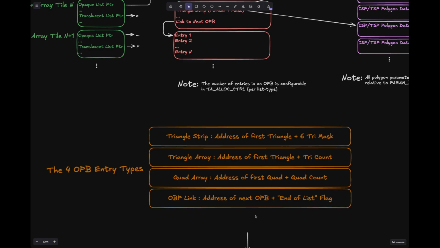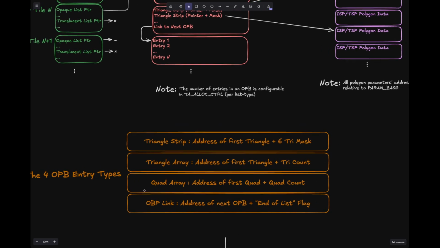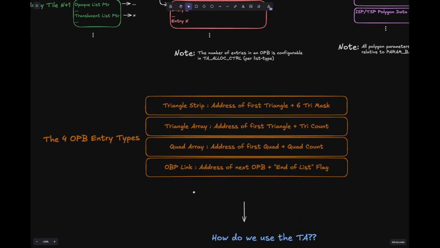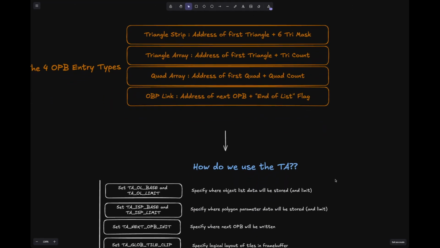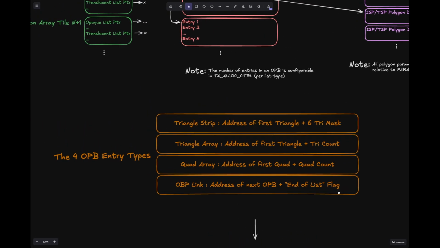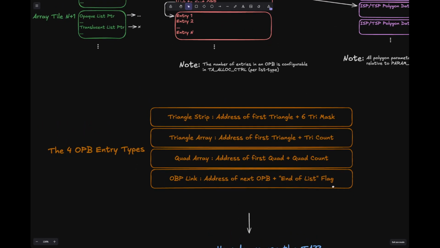There's also a bit inside of the OPB link, in the packed bits of this control word, where you can specify end of list. So if the GPU ever reaches this, triangle, triangle, triangle, and then it gets to a link that has an end of list flag, then it knows it's done. This tile is completely done. Cool. So how do we use the TA? That's almost everything you would want to know at a high level about what the TA is and how it organizes data.